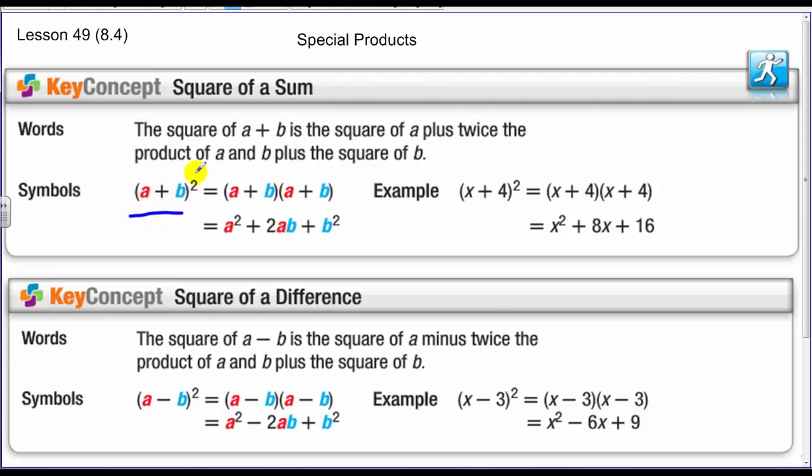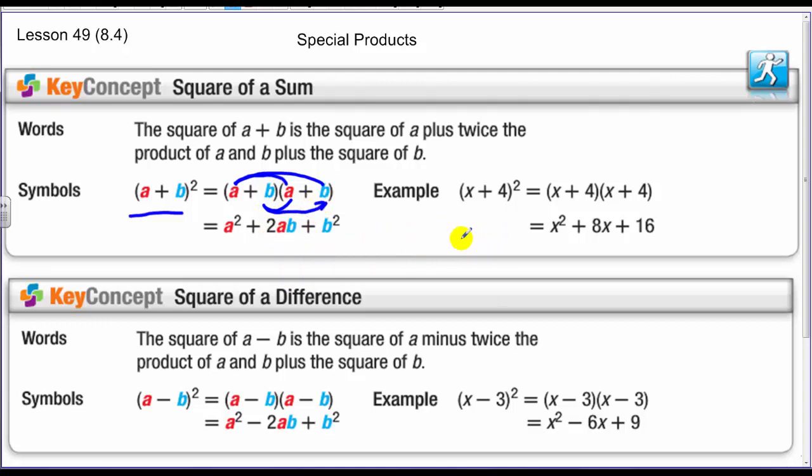Now what most people do is they think, well, I just square a and square b and I'm done. But that's really not what squaring means. Squaring means multiplying something by itself. So as you can see, if I were to multiply by FOILing, we'd have a squared, there's 1ab, and there's another ab, so that would make 2ab, and then b squared.